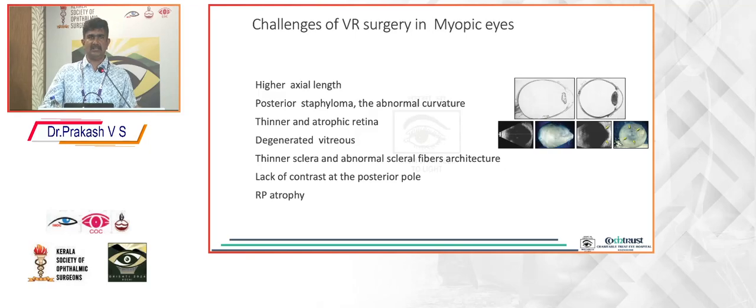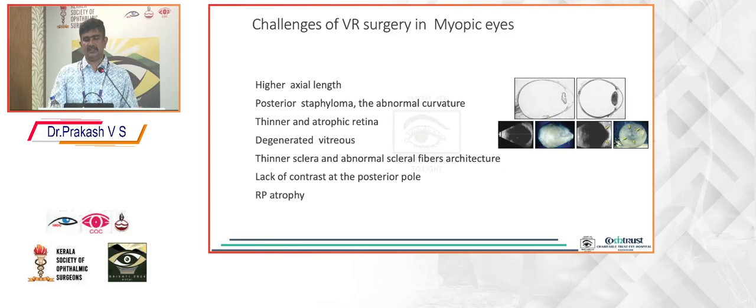And surgically, it is very challenging to do VR surgery in myopic eyes, mainly because of these factors. One is the high axial length. So many times we cannot reach the posterior pole, as the instruments may not reach there. The posterior staphyloma and an abnormal curvature, the radius of curvature is very less compared to a normal eye. So when you move instruments, there is a high risk of touching the retina. Thin and atrophic retina makes it difficult, especially to do laser. If RPE atrophy is there, you cannot do laser.